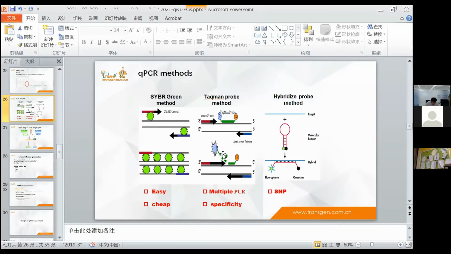The next question: is it acceptable to use a common reference gene to measure the expression of small RNA? No, small RNA has specific reference genes. For example, when we measure microRNA expression levels, I think the U6 gene is a specific reference gene for microRNAs. So if you do small RNA, you have to choose specific reference genes, not GAPDH or beta-actin.